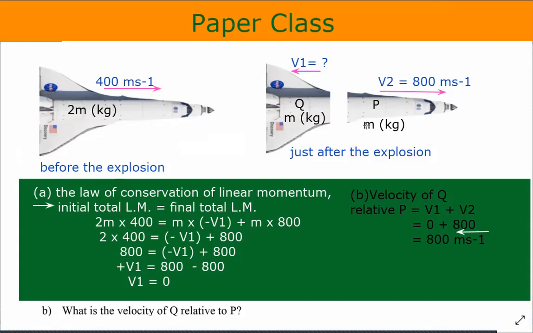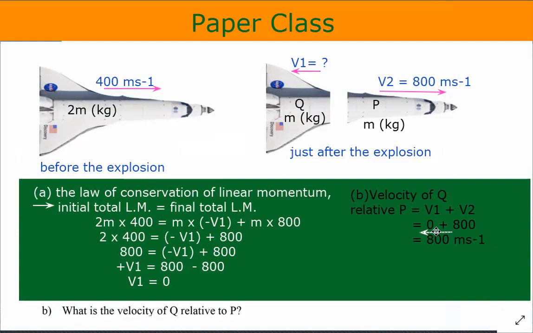You see, actually P is moving, but if a person is on P, he will say the gap between P and Q increases by 800 meters per second. That's the meaning of this 800 meters per second. For each and every second, the gap between P and Q increases by 800 meters. So he will really observe that piece Q is moving away from him.